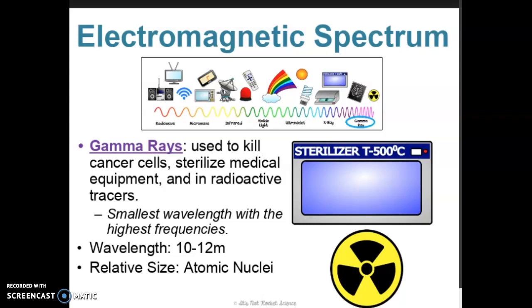So when an individual has cancer, they can go through radiation. And when they go through radiation, they are literally taking in gamma rays, and these gamma rays are used to kill the cancer cells. They are the smallest wavelengths, and they have the highest frequency. And they're about as small as an atomic nuclei. So they're the smallest thing possible. And they are very dangerous.